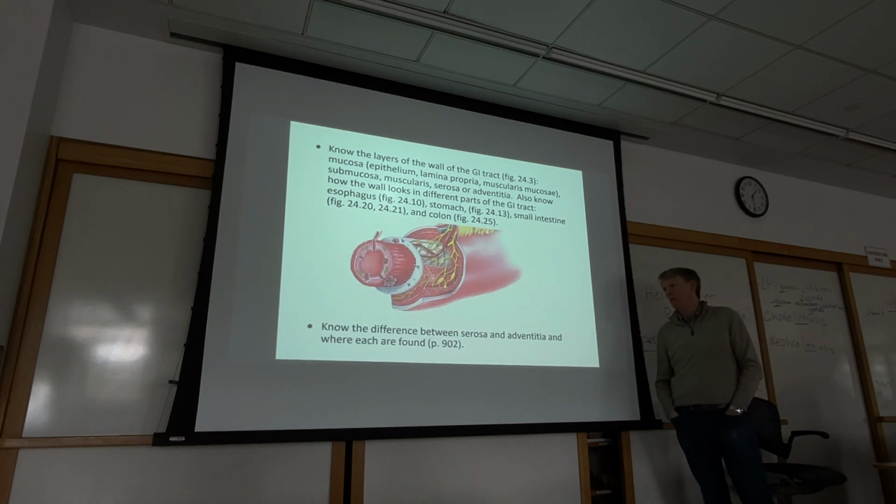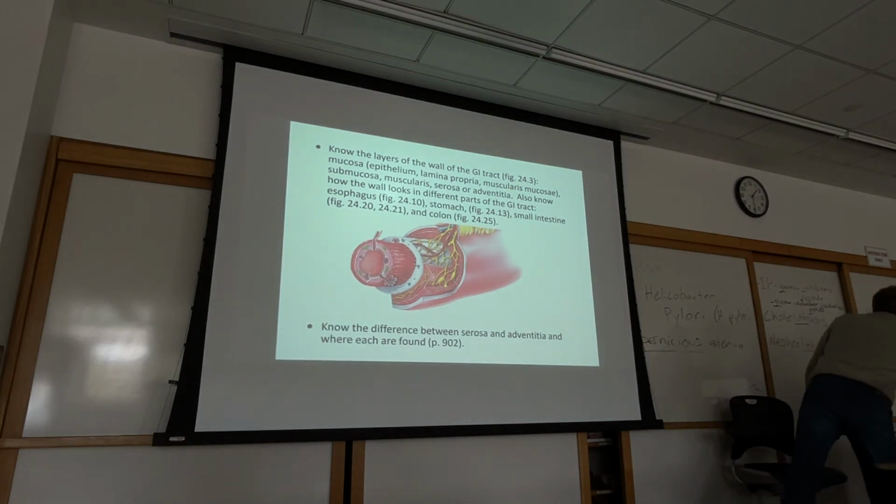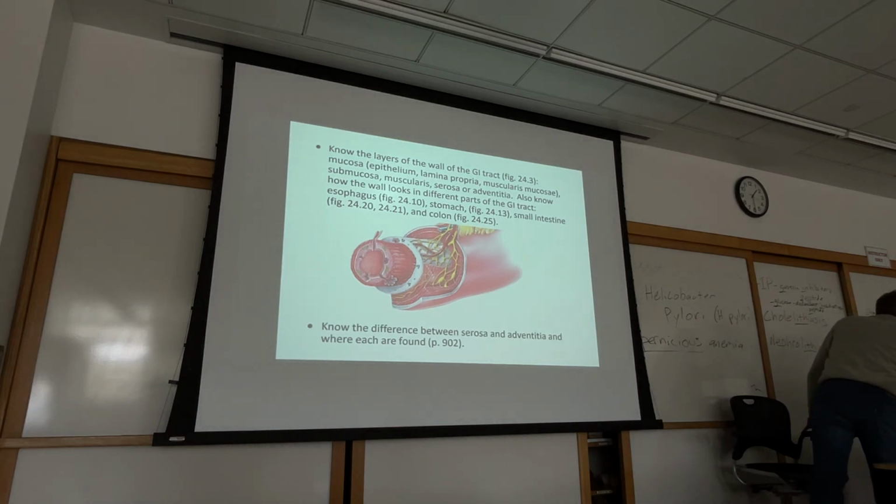So most of the time, when you're looking at abdominal organs, they'll generally have serosa there. But if you're looking at something like the esophagus, which is in the thoracic cavity, there's not going to be any peritoneum there, so it's going to be called adventitia.